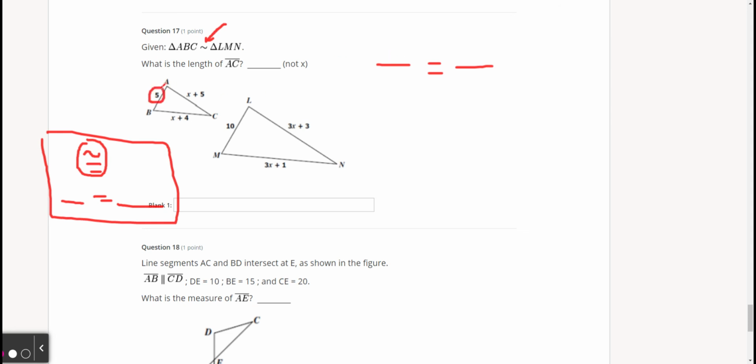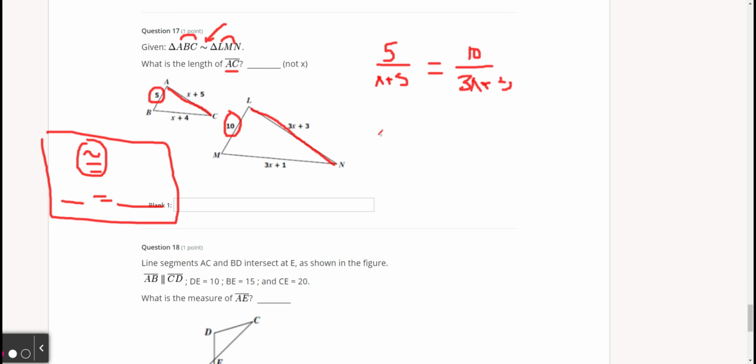So I always use the whole numbers if I can. It just makes life easier. So I've got 5 and 10, the little triangle and the big triangle. And now I've got to choose another side. So I'm just going to arbitrarily choose AC because it's asking me what the length of AC is. So AC is x plus 5. And it goes with LM or LN. So it goes with 3x plus 3.